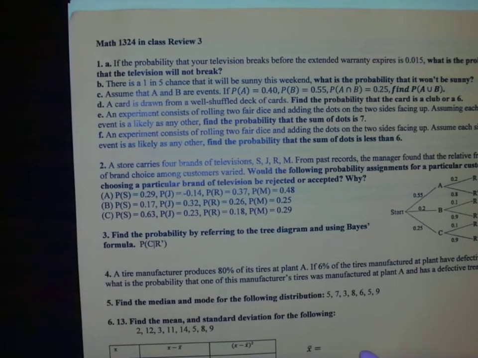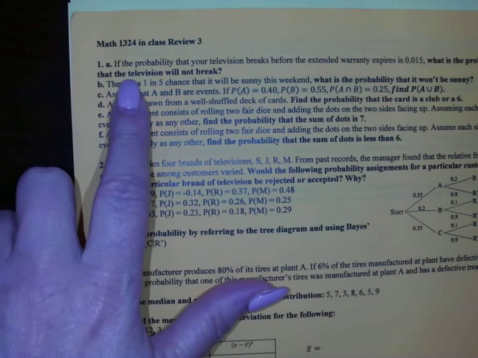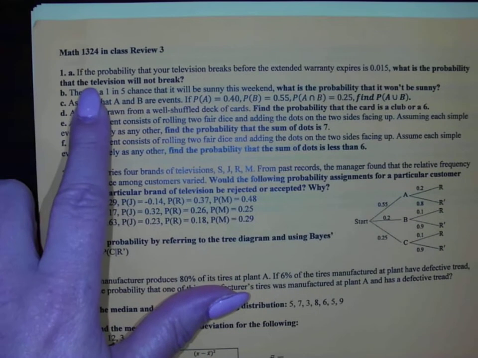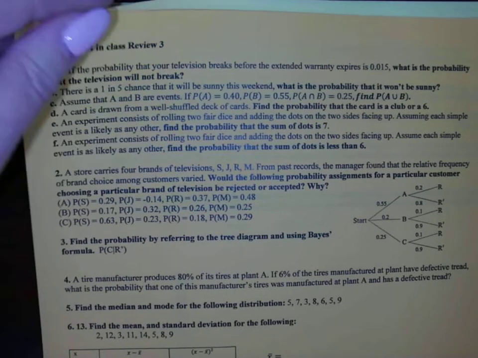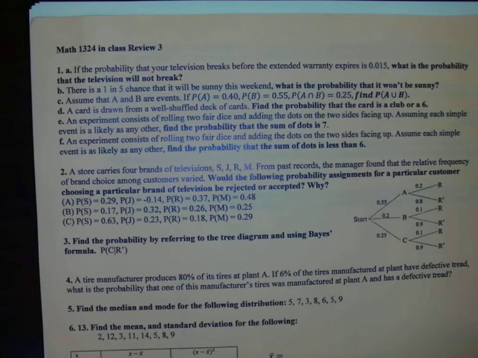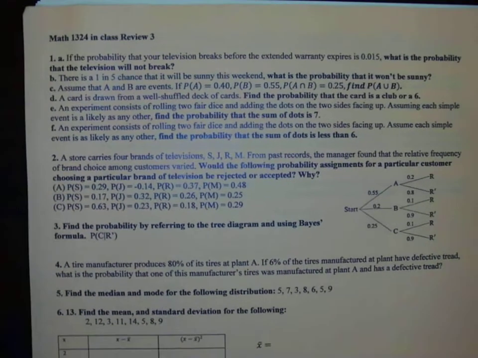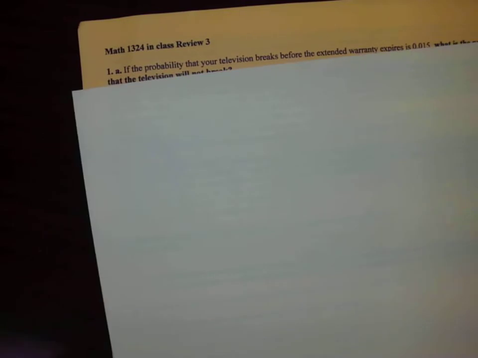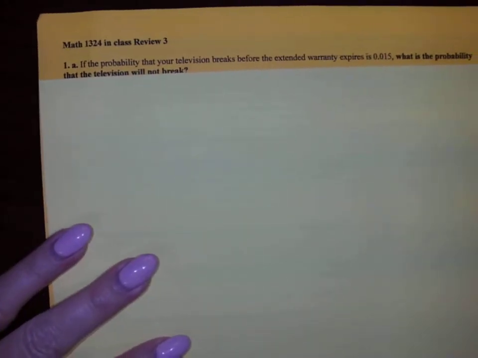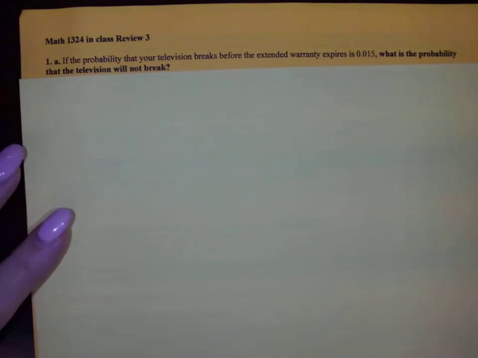All right, so the first one, we have several things happening here. We have A through F. This is about probability. So our first question is, if the probability that your television breaks before the extended warranty is 0.015, what is the probability that the television will not break? So in this case, we have to remember that all probabilities total up of the events in a situation equal to 1.